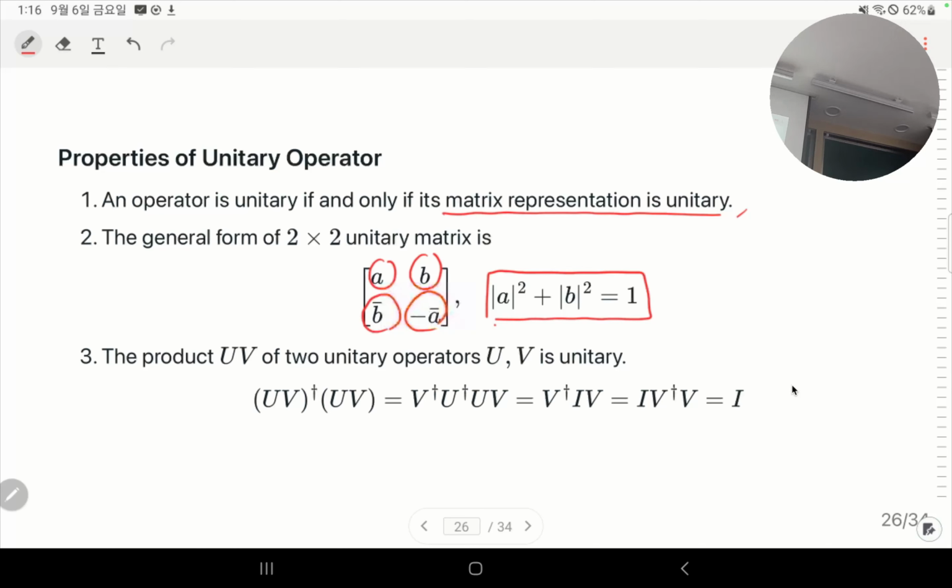And if you take the product of any unitary operators or unitary matrices, it is again unitary. So unitary is closed under product. You can see the reason clearly. If you take two unitary operators U and V, and you take the dagger of the product and multiply it together, the dagger is taking a conjugate and transpose, so you can distribute the dagger, but it switches the order of multiplication. So you get V dagger, U dagger, U V. U dagger U becomes identity because we assumed U is unitary, and V dagger V also goes to identity. So it's always identity.